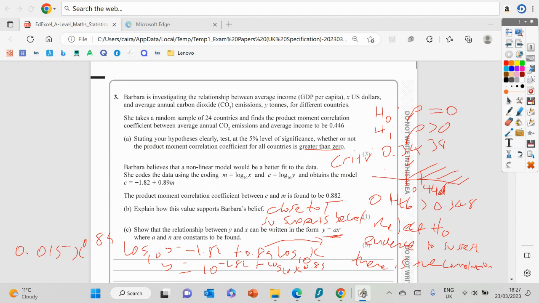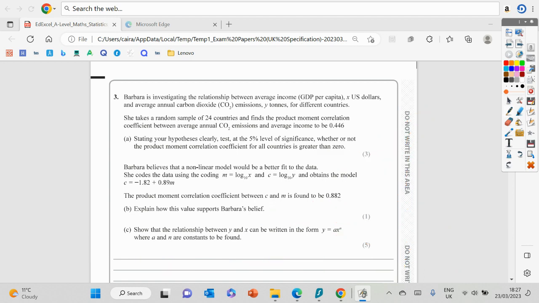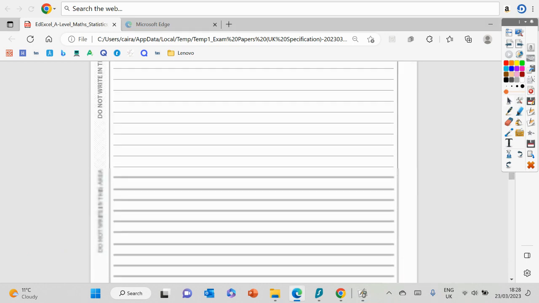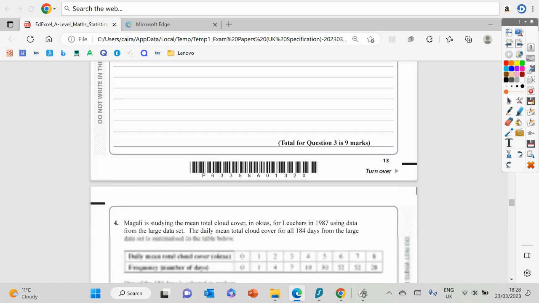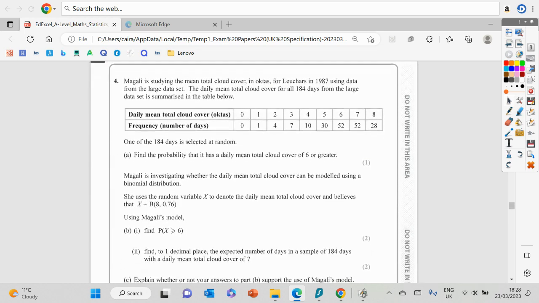All right. So it's just a little bit of logarithmic work there. Nothing too stressful though. All right. Doing good today, aren't we? Question 4. Let's move the page down, shall we? Okay. They give you a lot of paper for that, don't they?